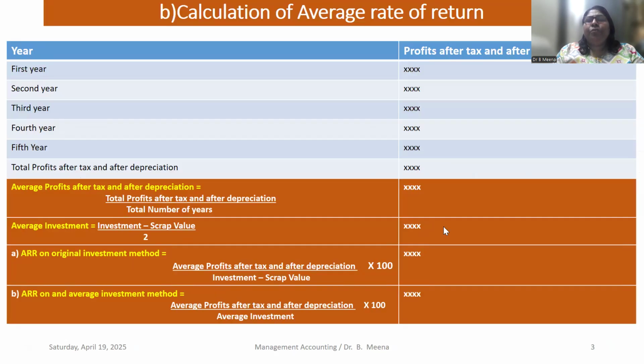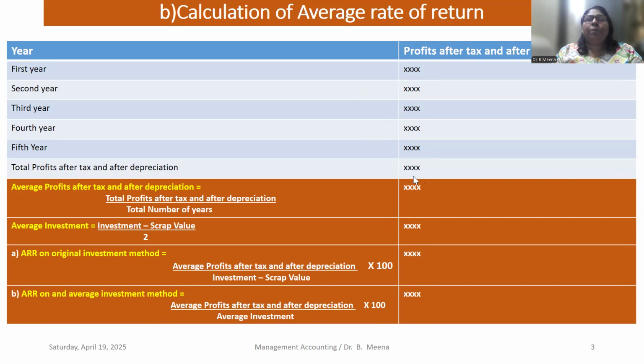Then we need to work out this format. In one column, we write all the years: first year, second year, third year, fourth year, fifth year, however many years they have given, please mention like that. Then in the second column, the profits after tax and after depreciation for the respective years, which we calculated as per the previous slide format, we substitute here and calculate the total profits after tax and after depreciation for all the years.